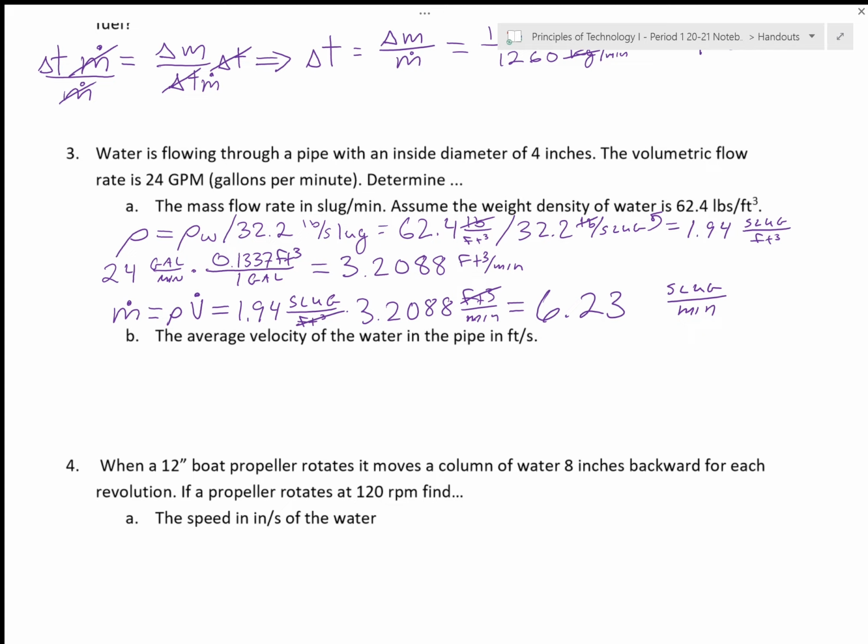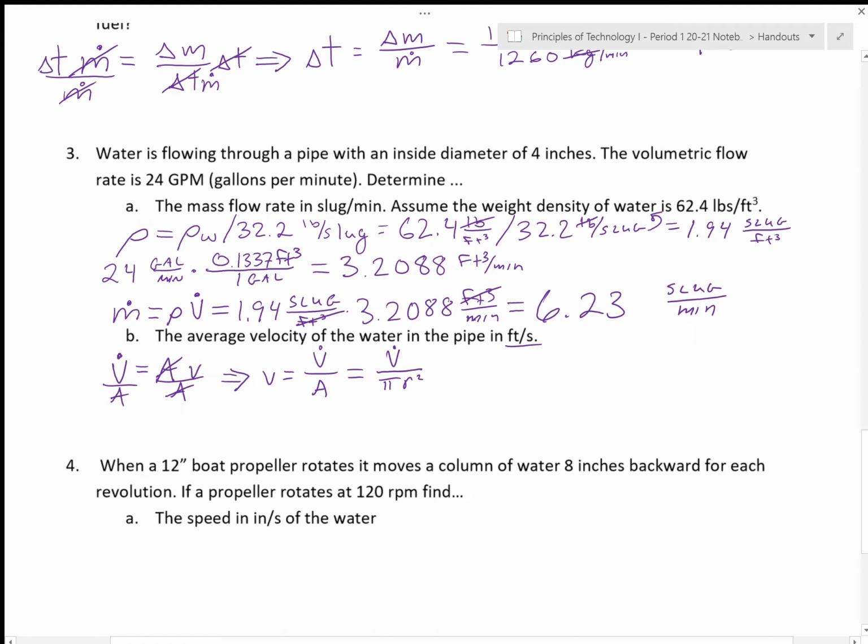Part B says, find the average velocity of water in the pipe in feet per second. In order to do that, we need to use the volume flow rate equation that says volume flow rate is equal to area times speed. Of course, we need to solve this for speed, so we divide both sides by the area, and we get that speed is equal to volume flow rate divided by area. Of course, this is a pipe, so the area can be found by taking the area of the cross section, and the cross section of a pipe is circular, so it's going to be pi r squared.